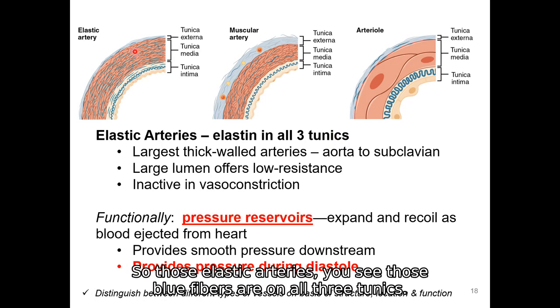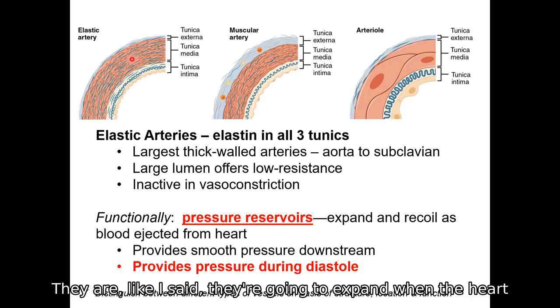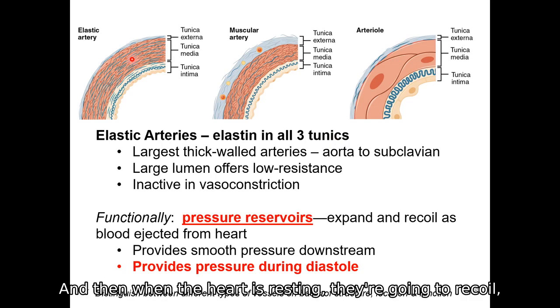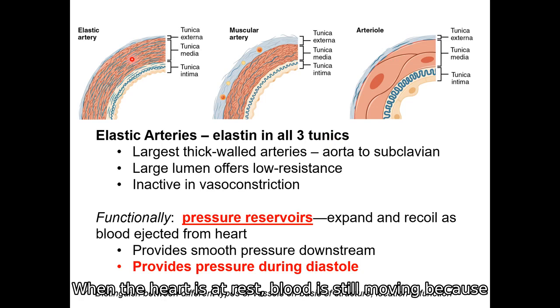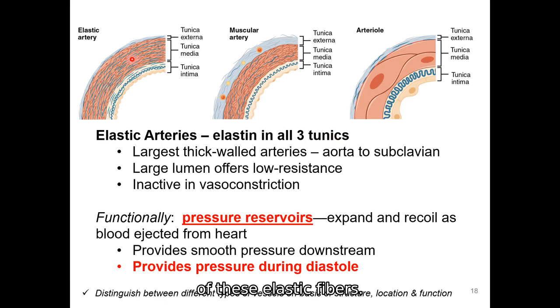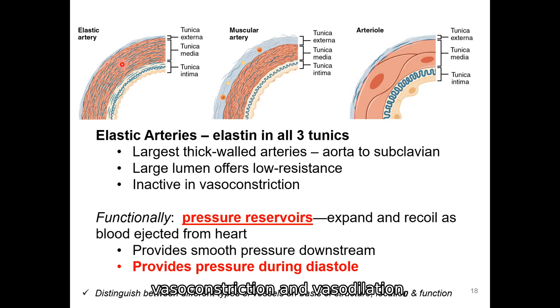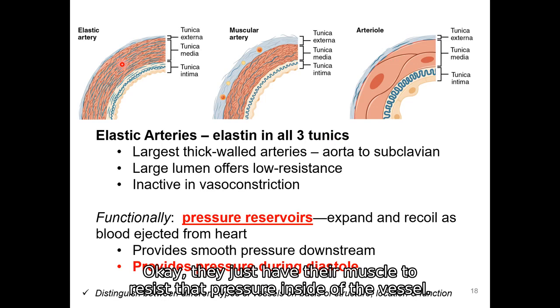So those elastic arteries, you see those blue fibers are in all 3 tunics. Like I said, they're going to expand when the heart beats and is ejecting blood, so systole. And then when the heart is resting, they're going to recoil, and they are what's responsible for that diastolic pressure. So that pressure in the vessels, when the heart is at rest, blood is still moving because of these elastic fibers. Even though they're muscular, they are not going to be the muscles when I start talking about blood pressure and vasoconstriction and vasodilation. They just have their muscle so they don't burst. They just have their muscle to resist that pressure inside of the vessel.